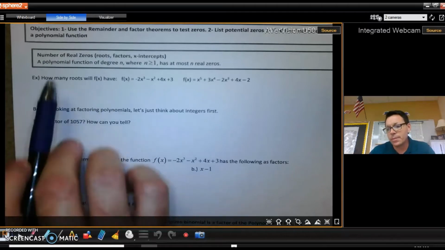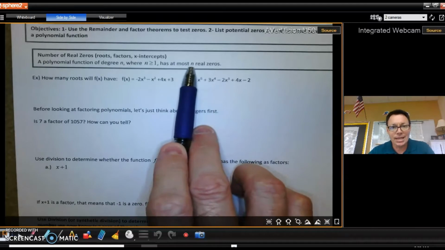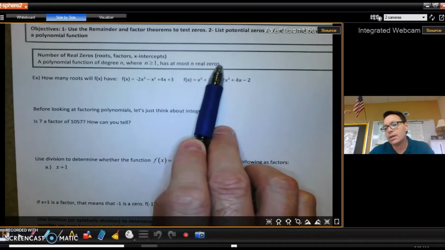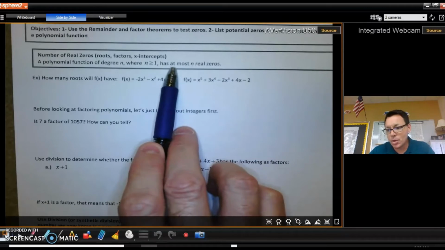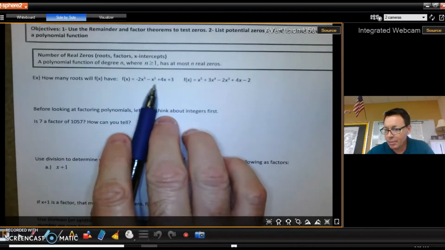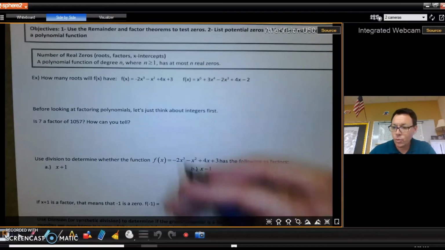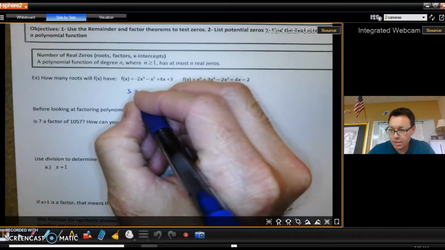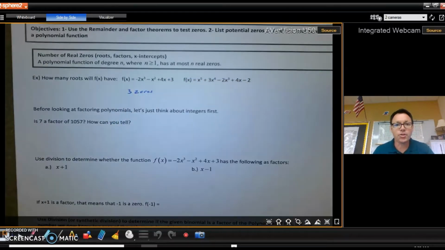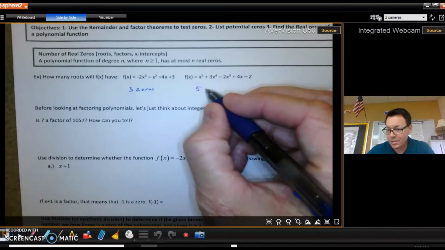And in general, if you have a polynomial of degree n, there will be n real zeros. Now, the definition says you will have at most n real zeros, and let me explain that in a second. But if I'm looking at a polynomial of degree 3, for us, we are going to have 3 zeros. There are going to be 3 factors, 3 x-intercepts that we need to find. If there is a degree of 5, then there will be 5 zeros.